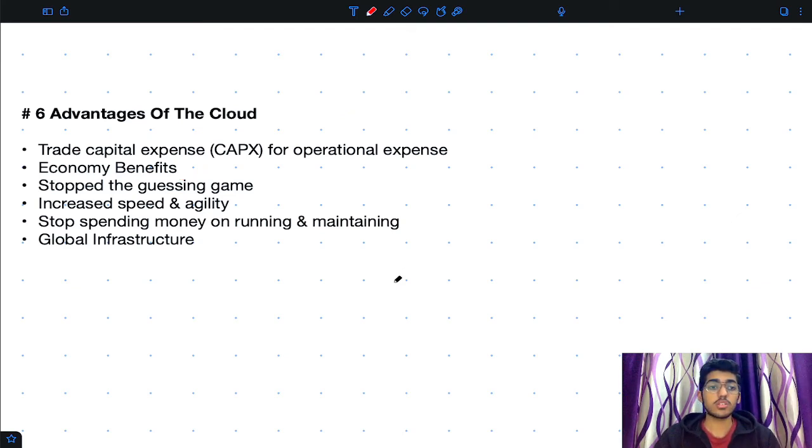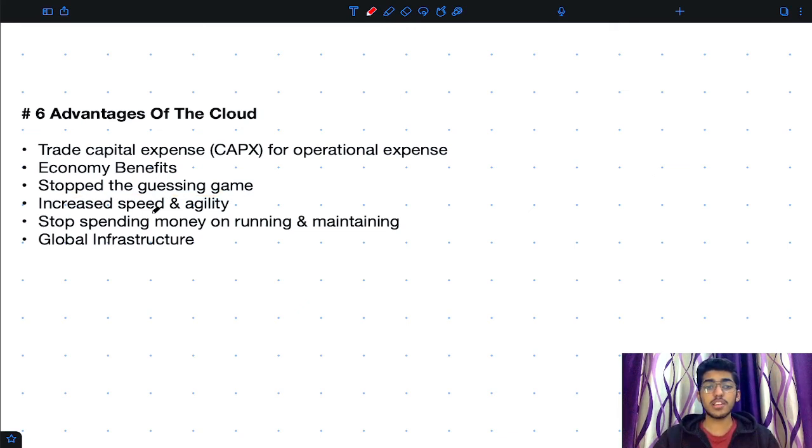Now the third point is stop the guessing game, and by stop the guessing game I mean the cloud basically extracted this confusion from these organizations. The questions like, okay, how much compute power I would need, how much database storage I would need, all these questions were answered by the cloud, because each and every service that you use from these cloud providers is measured. That means you don't have to guess whatever services you will be using. You'll get an exact measurement of whatever you are using, and you only pay for whatever you are using. I think that's a really good benefit of using the cloud services.